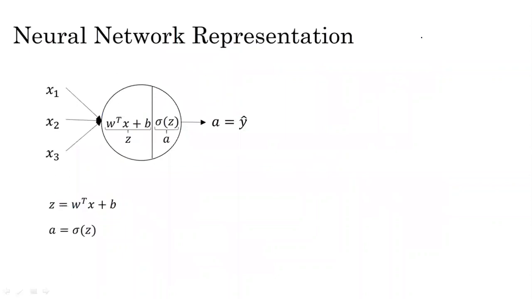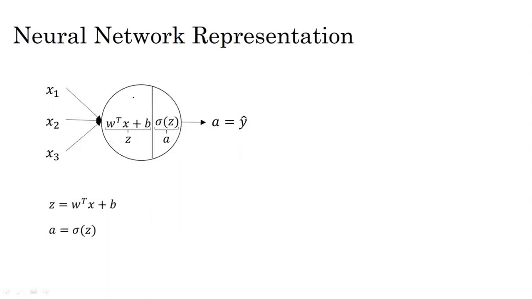Now in this slide, we can see a very simple neural network that has only one layer, and that layer has only one node. It has an input feature vector x that comprises three features, x1, x2, and x3, and these features are applied as input to a node. This node finally computes the output a, which is equal to y hat, which we call the predicted outcome of this neural network.